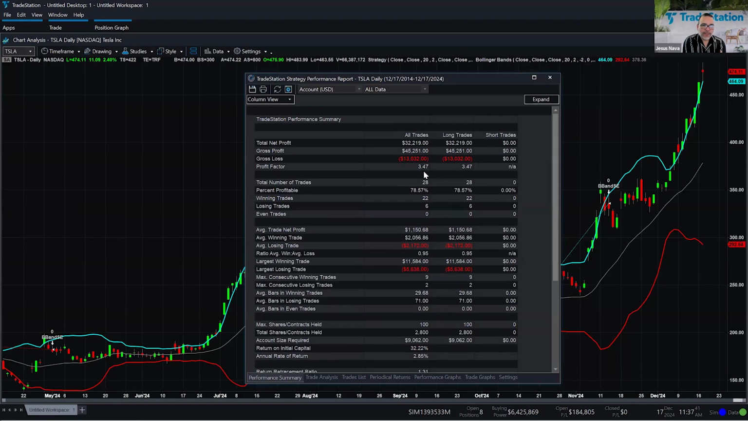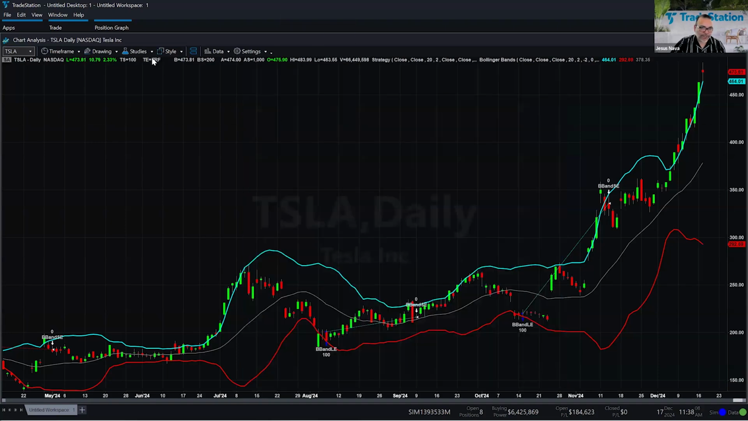And there you go. The profit factor dropped, but our net profit increased. We have 28 trades happening and 78% profitability. Okay, so let's go ahead and take a look at some other things we can do. We still have a losing trade here of $5,000, which is not good. Some exit components that are part of the strategy engine.